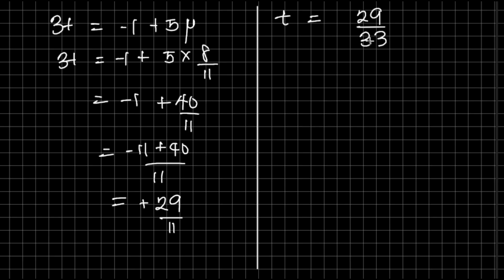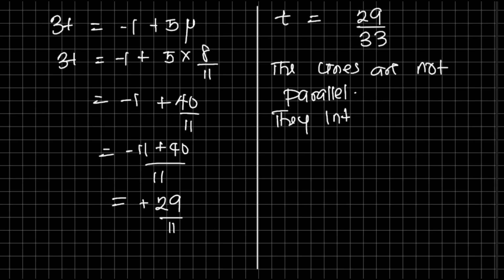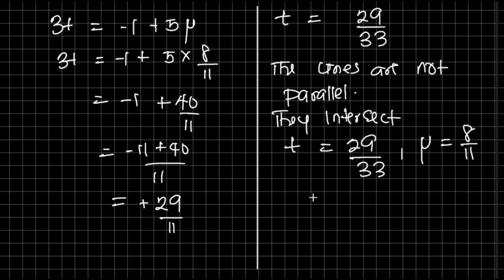What are we asked to find? State whether the following pairs of lines are parallel or not. Of course we've seen that the lines are not parallel, and they intersect, with t equal to 29 over 33 and mu equal to 8 over 11. This is how to solve this kind of problem.